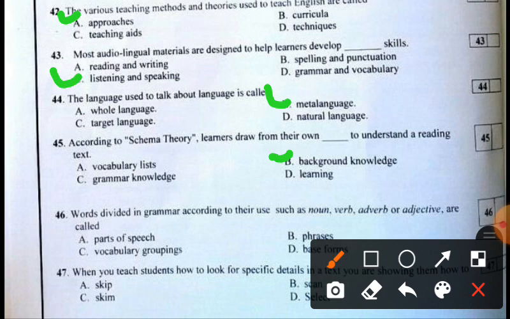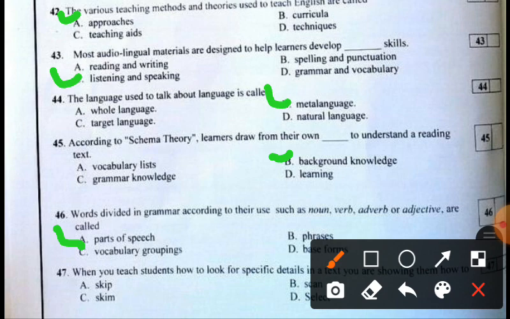Let's move to the 46 question. Words divided in grammar according to their use, such as noun, verb, adverb, or adjective, are called part of speech, vocabulary grouping, phrases, base forms. A here is the right answer. I think that question is easy. Part of speech. Let's move to the next one.